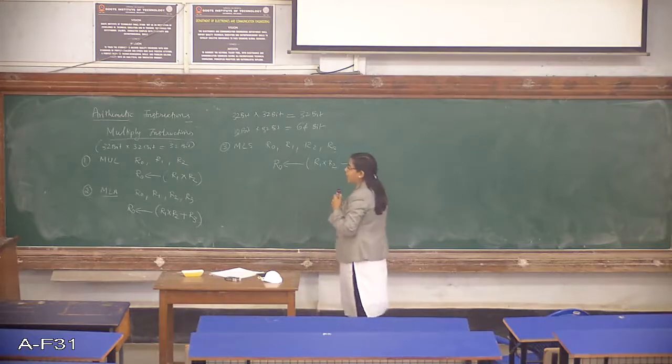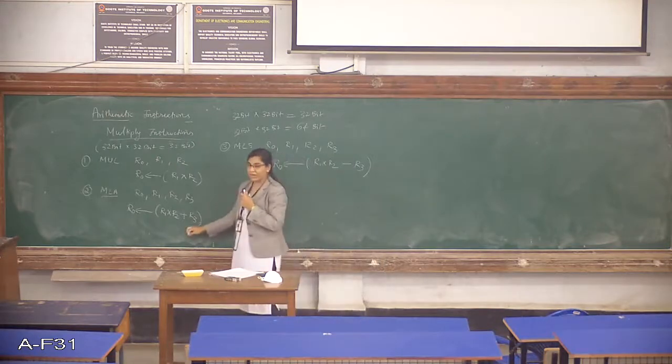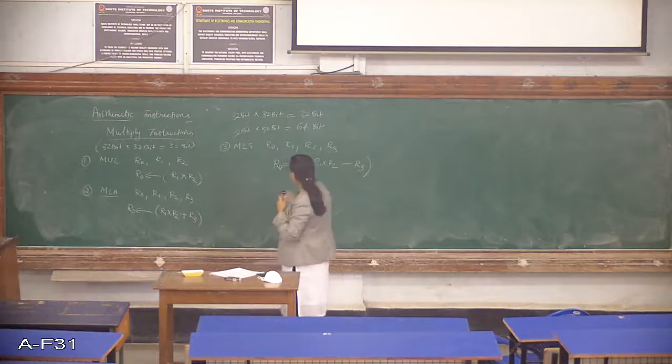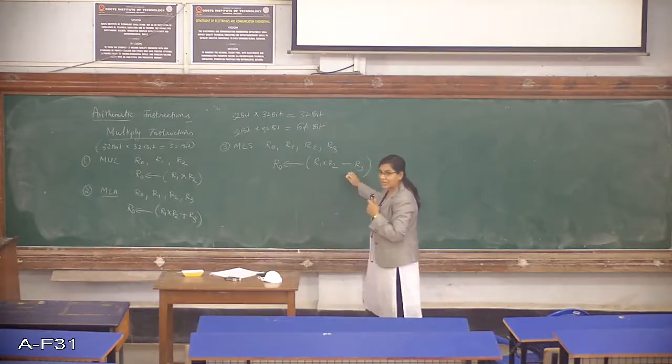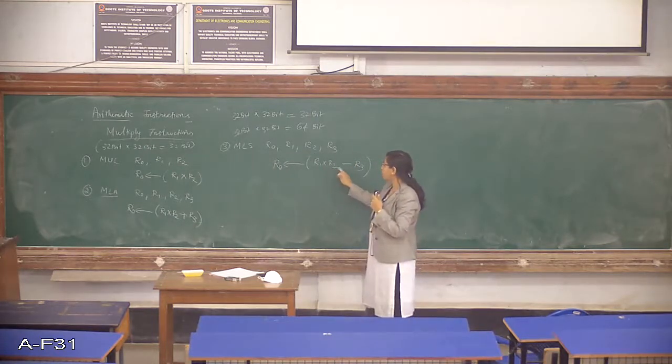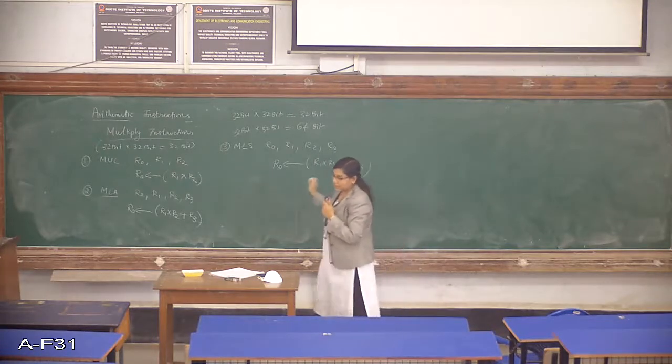So here you accumulate. What do you mean by accumulate? You add the value. Here you will be subtracting the value. So you have R1 into R2 minus R3. So this is regarding the MLS instruction.